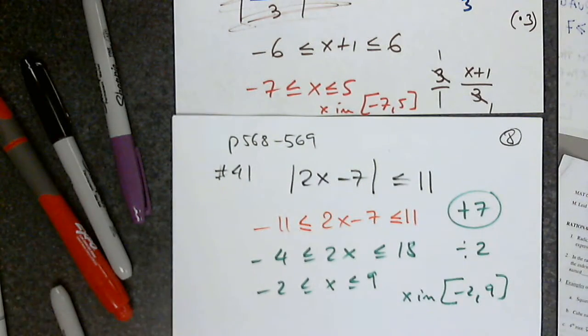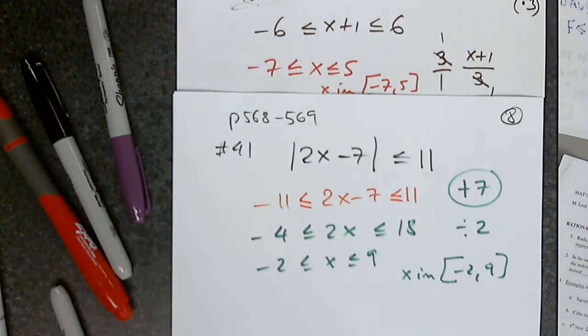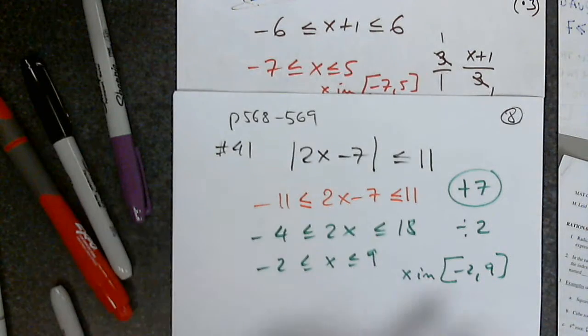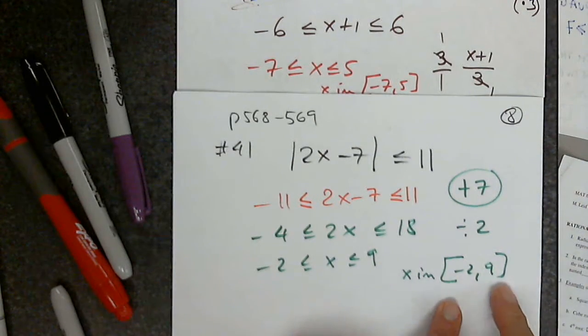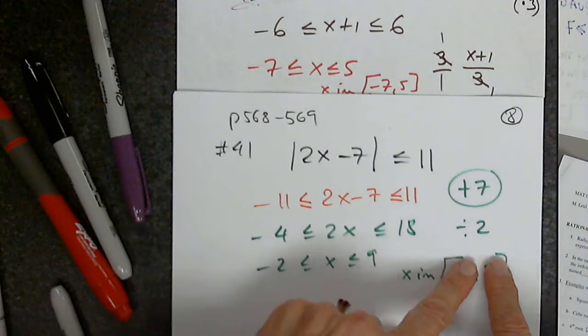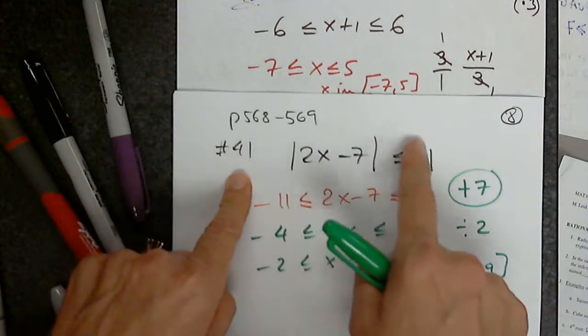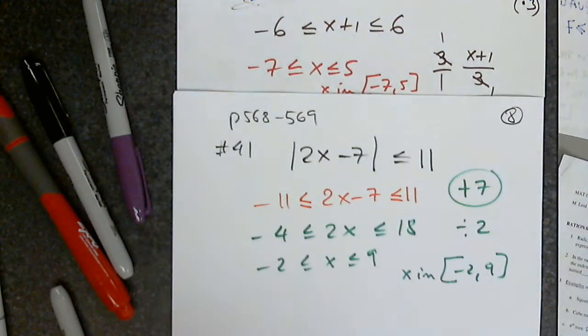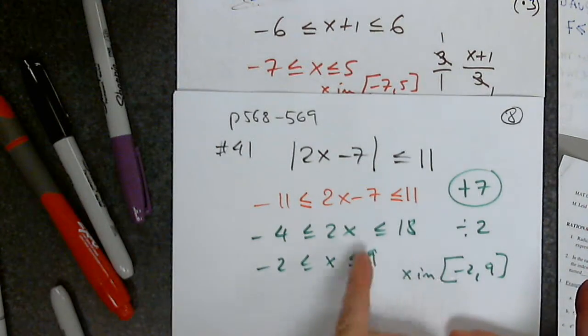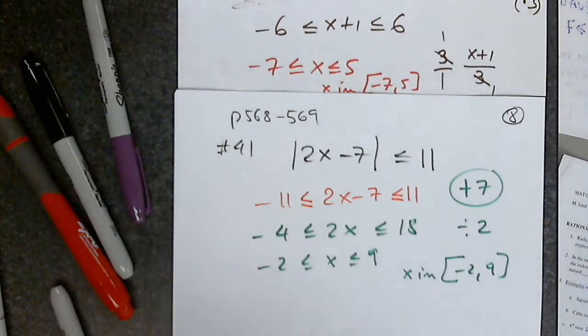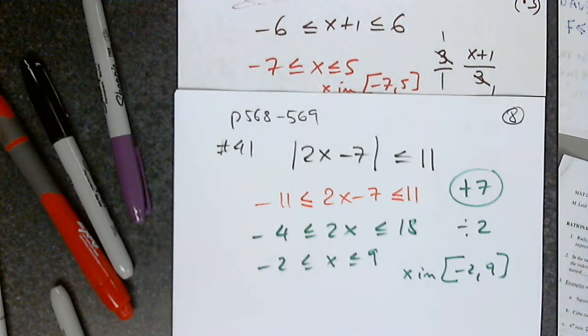One more time, let's interpret this. The absolute value of 2x minus 7 is less than or equal to 11 only if I pick x between -2 and 9. So if I pick x anywhere between -2 and 9 and plug it in here, this number will be less than or equal to 11. If I pick to the right of 9 or to the left of -2 and plug it in, this number will not be less than or equal to 11. That's what it means. Any questions?